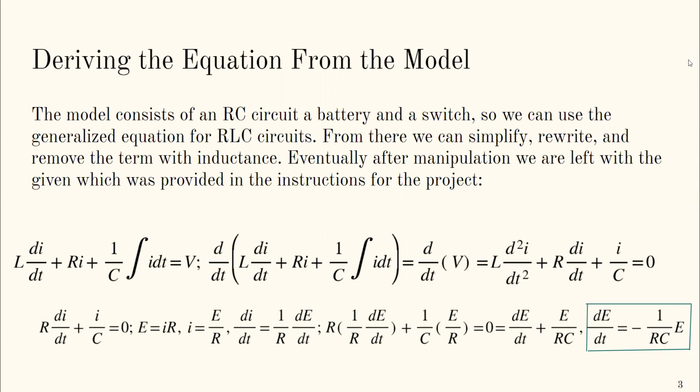All right, so to derive the equation from the model, basically this model consists of an RC circuit, a battery, and a switch. So we can use the generalized equation for RLC circuits. From there, we can simplify this and rewrite it to remove the term with inductance. And after manipulating this, we are left with the given equation, which was provided in the instructions. And down there are the equations that we got, which ends up resulting in dE/dt equal to -1 over RC times E.